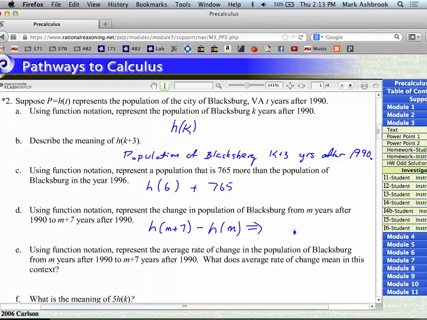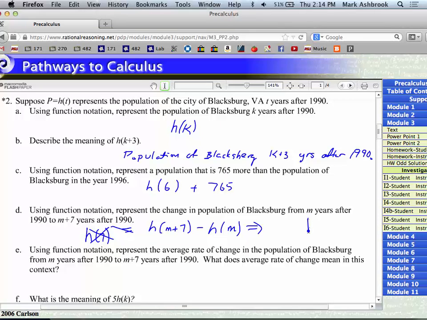So is it H of 7, first of all? Does it equal H of 7? What would H of 7 be? 7 years. H of 7 is the population in 1997. Is that the same as this change in population? No way. Okay, so that's not right.